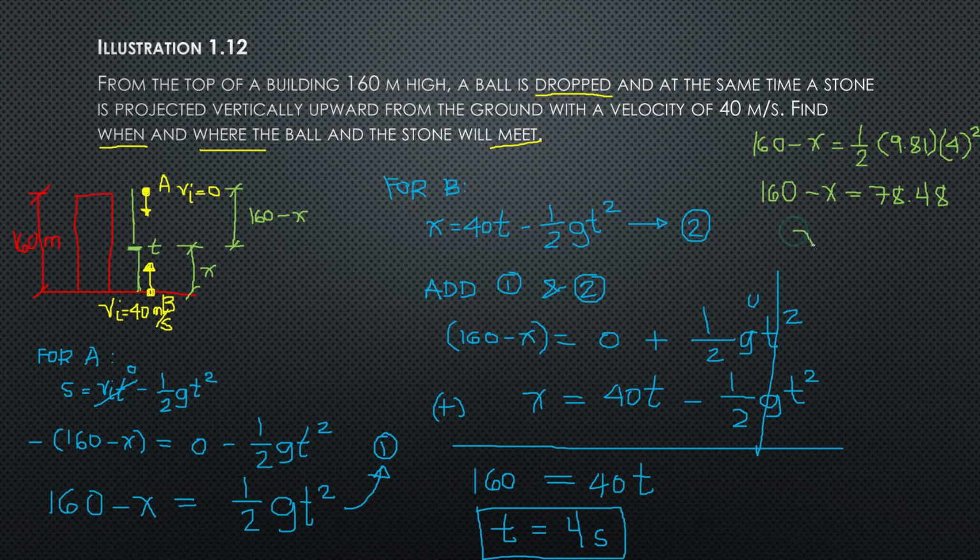Then they would meet at 81.52 meters above ground based on the figure. So they will meet at 81.52 meters above ground after 4 seconds when the ball is dropped, and at the same time the stone is thrown upward.